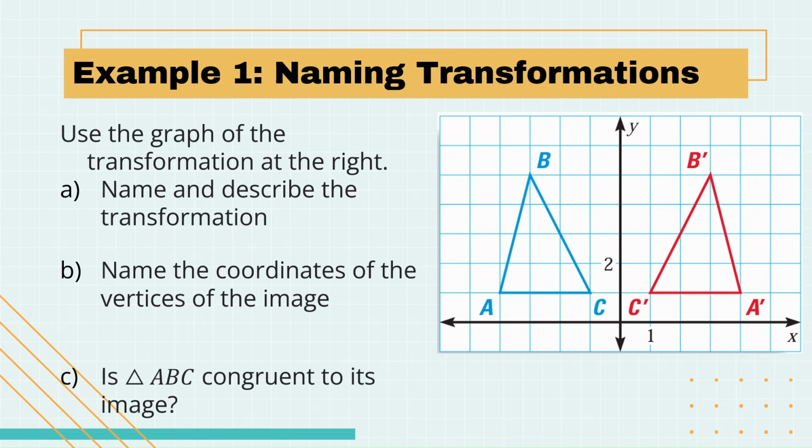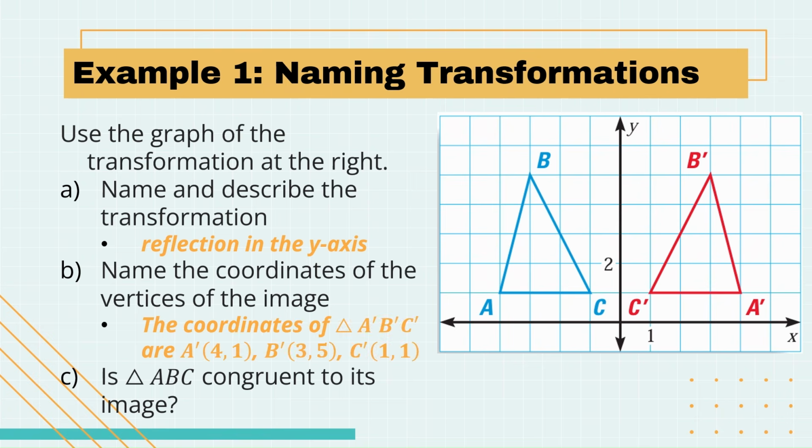Okay, so the answer for letter A is the transformation is a reflection in the y-axis. So you can imagine that the image was obtained by flipping ABC over the y-axis. For letter B, the coordinates of the vertices of the image, triangle A'B'C', are A' is (4, 1), B' is (3, 5), and C' is (1, 1).